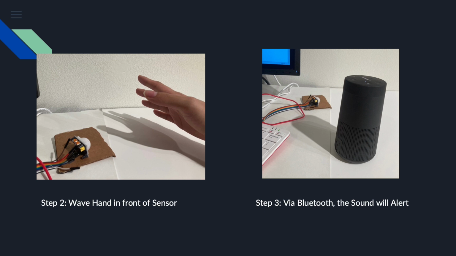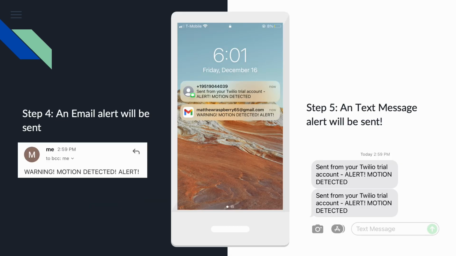So when we click run, it'll continue to say motion stopped until we wave our hand in front of the sensor, where it will say motion detected. Then, via Bluetooth, the sound will alert through the speakers. Afterwards, we're going to get an email alert saying warning, motion detected, alert, from the postfix that we set up earlier. Then we will get a text message alert set up using the Twilio trial account, which will say alert, motion detected.